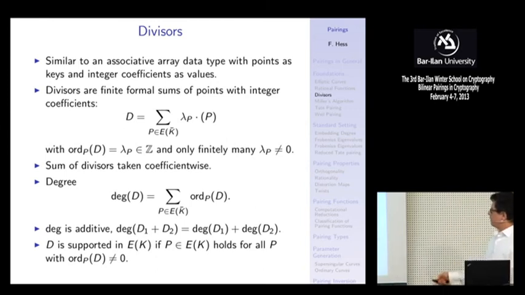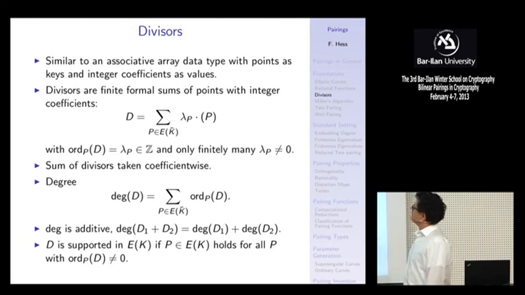Okay, so the degree function is additive, and here's another definition that we're going to use. We say D is supported in this point group if all the points occurring in D are actually from E over K. This is usually a very big field, and we want to avoid working with it, so we just restrict to divisors where the points are only from the small field here.